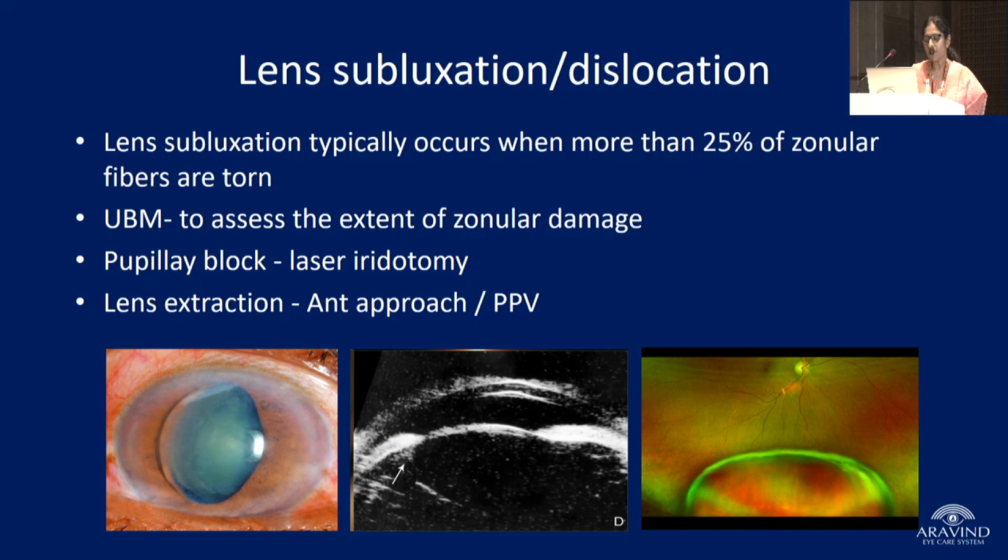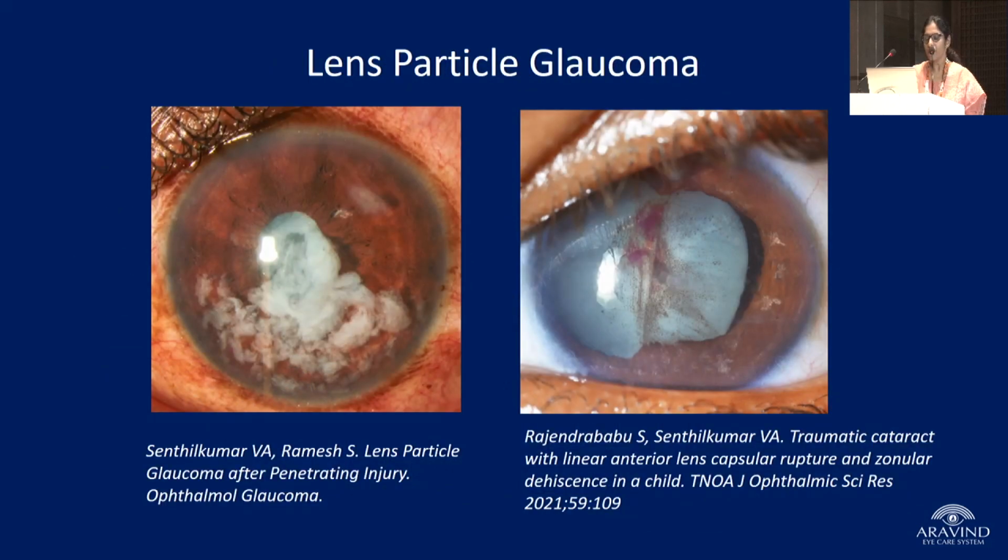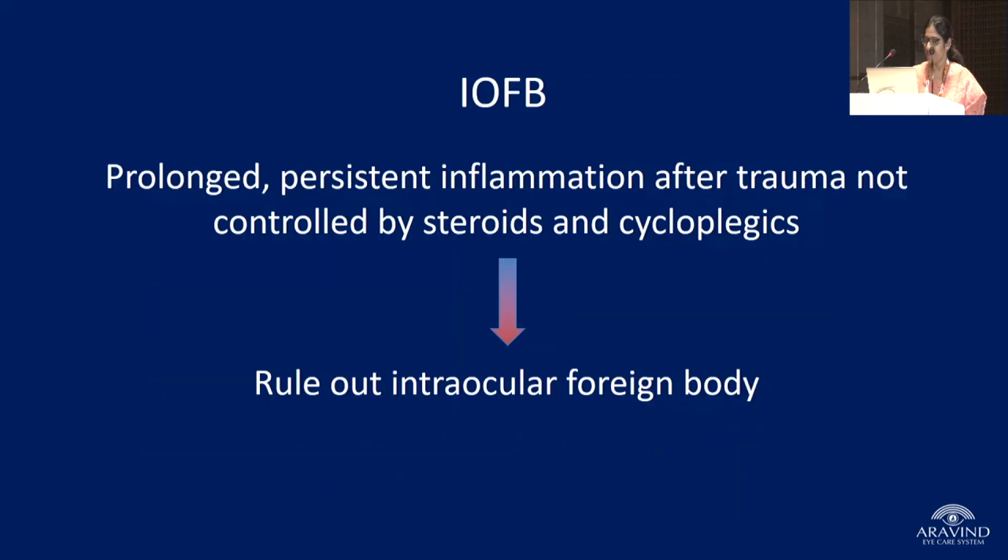And if there is a dislocated lens in the vitreous cavity, one has to think of doing a pars plana vitrectomy with an SFI. Lens particle glaucoma is also very commonly seen because often there is damage to the anterior lens capsule. Once there is damage to the anterior lens capsule, a lot of lens particles come out, and there is a macrophage response to that, causing very high intraocular pressure.